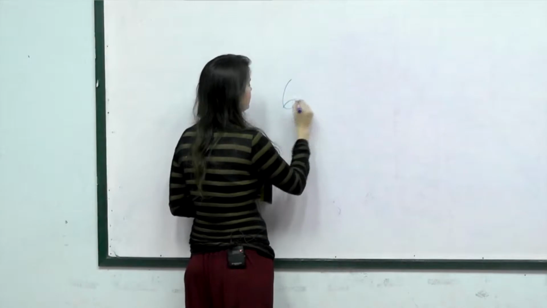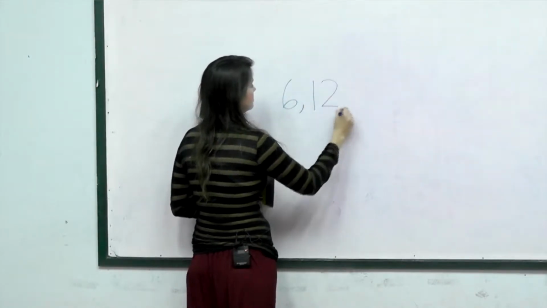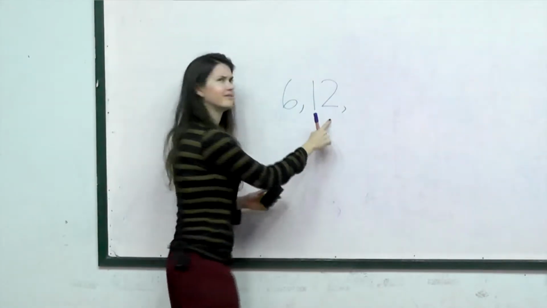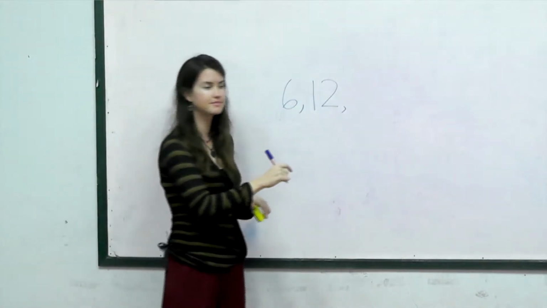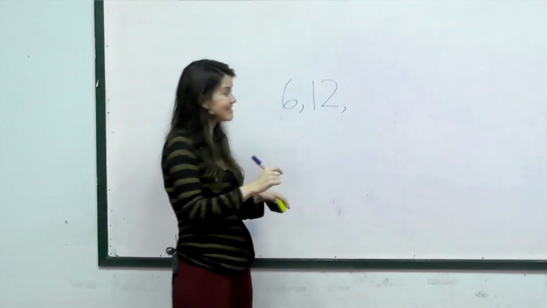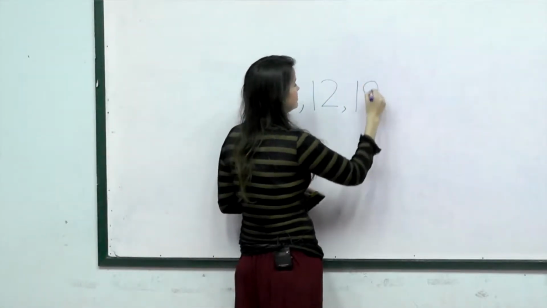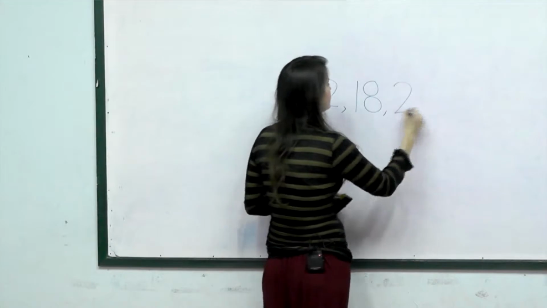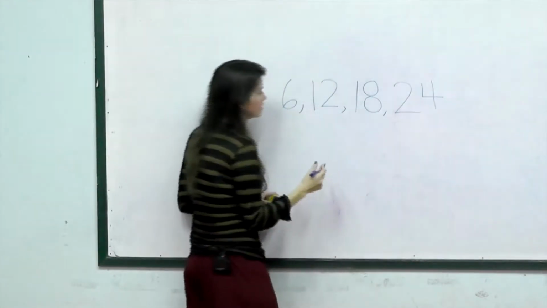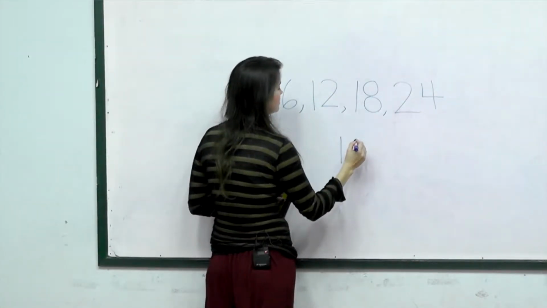So let's do a couple more practice ones. 6, 12. What number comes next? It's okay, not 16, a little bit higher. 18 and 24. Okay, let's think about the number 16.